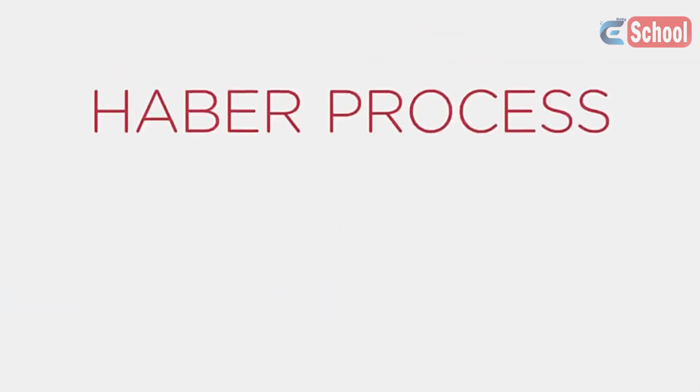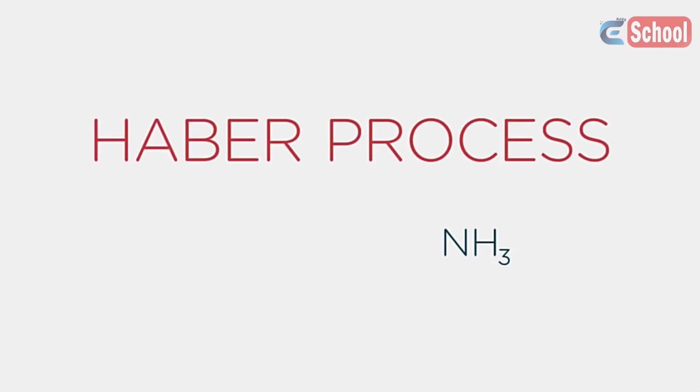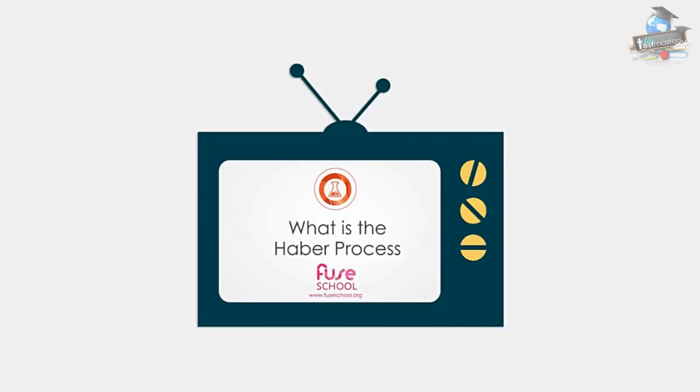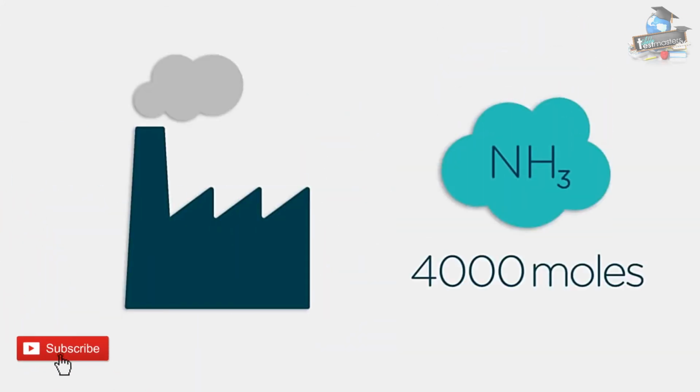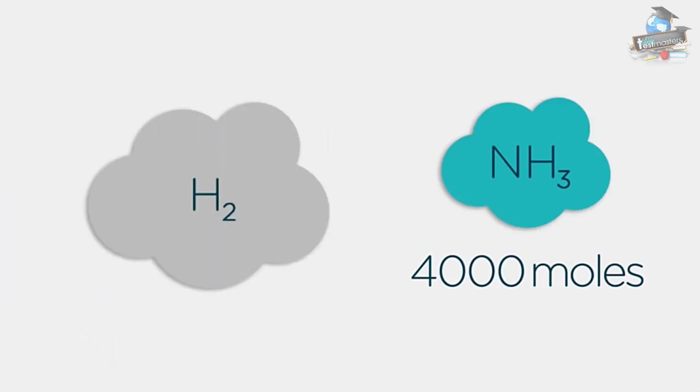Let's look at another example, a famous one. Here's the Haber process for making ammonia from hydrogen and nitrogen. If you want to know more, we've a video all about this. Imagine one day at the chemical plant we produced 4,000 moles of ammonia with an excess of hydrogen gas.